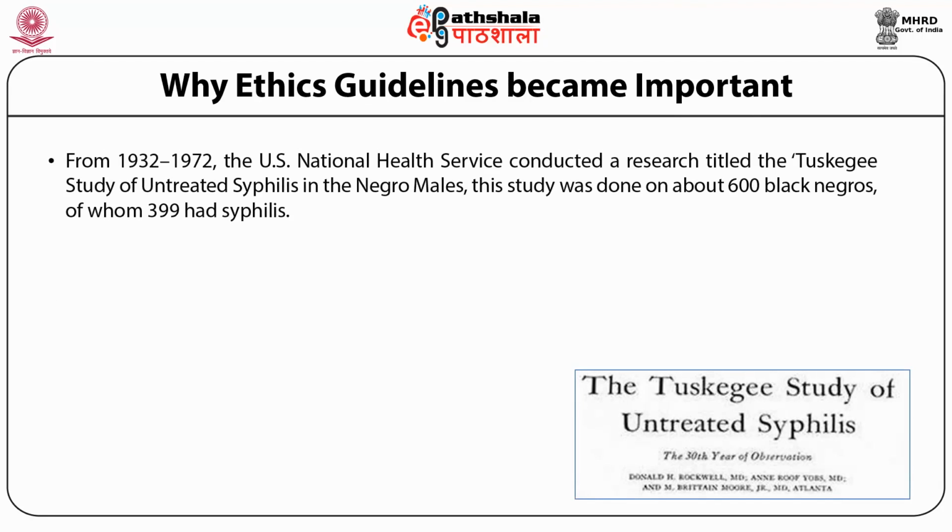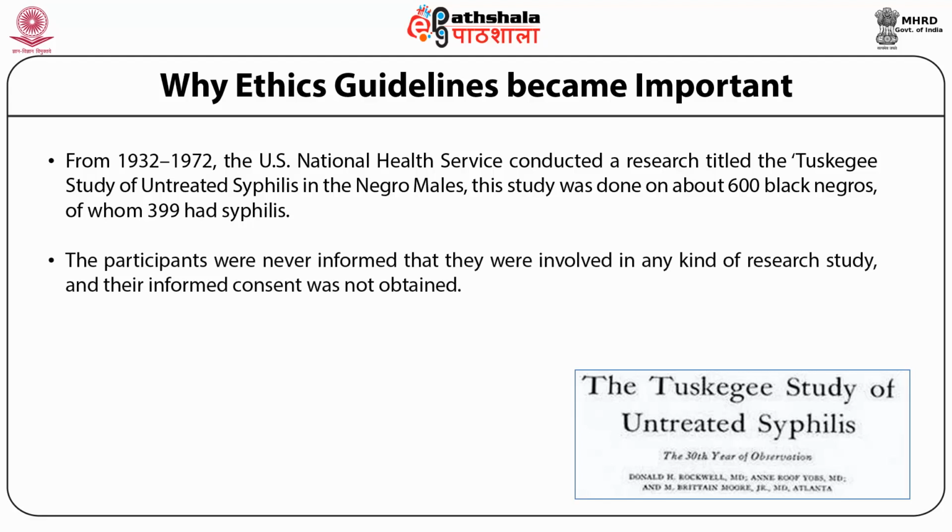From 1932 to 1972, the US National Health Service conducted a research study titled the Tuskegee Study of Untreated Syphilis in the Negro Males. This study was done on about 600 black men, of which 399 had syphilis. Those participants were never informed that they were involved in any kind of research study, and their informed consent was also not obtained.